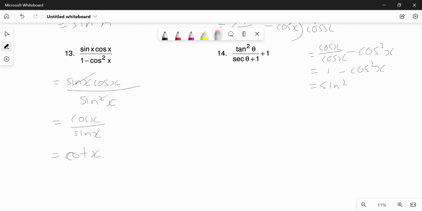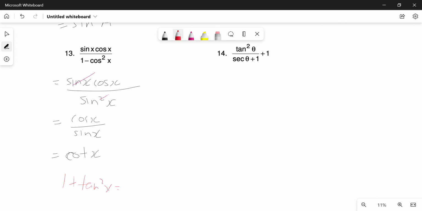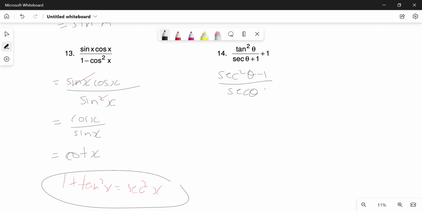Again, do it any way you like, as long as we get there. So I like to change tan squared, remembering that, I'll write it over here. 1 plus tan squared x is sec squared x. So in this case, tan squared is going to be sec squared minus 1 if I rearrange that. So I'm going to change that to sec squared theta minus 1 on sec theta plus 1, and then you've still got the plus 1 there.